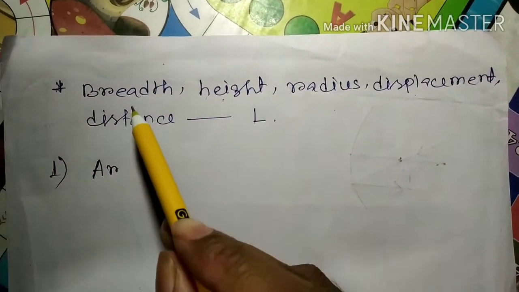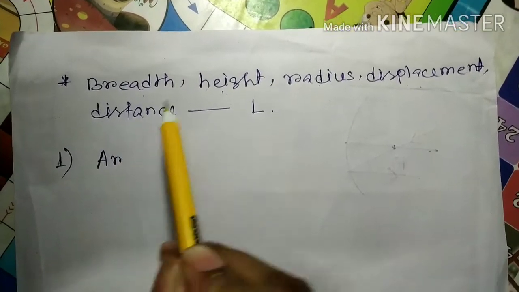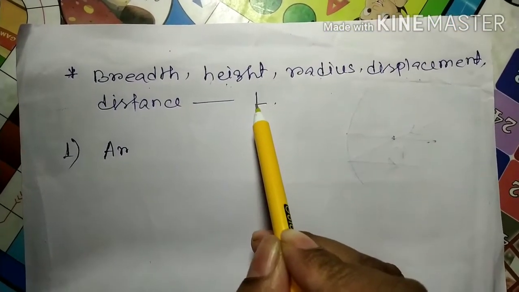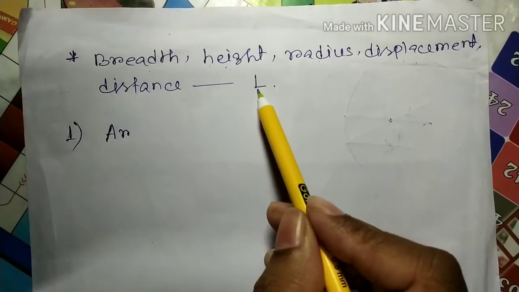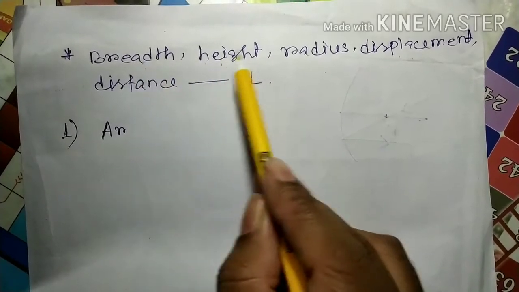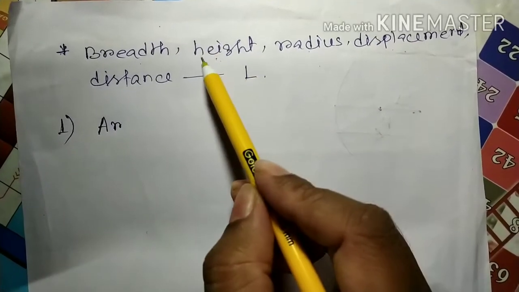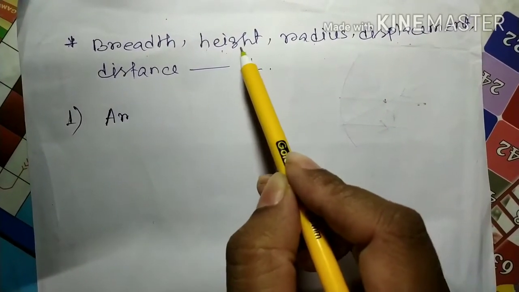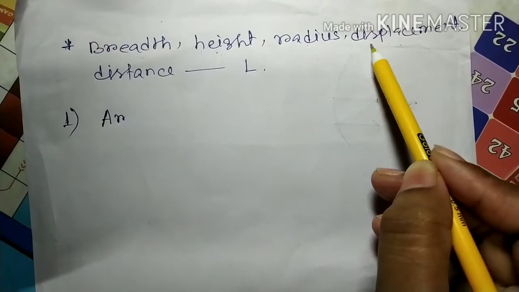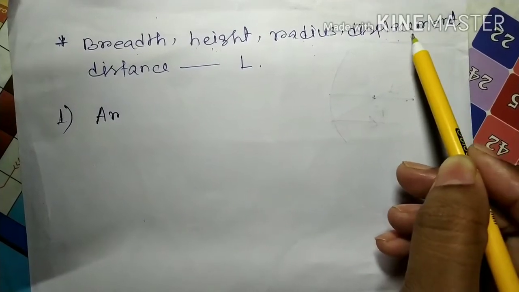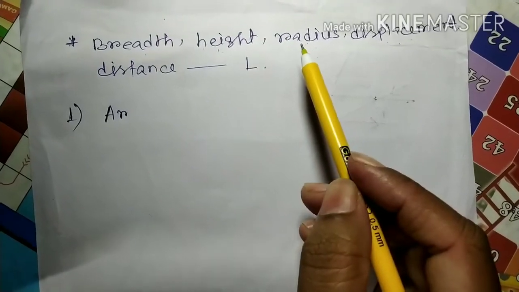Note, that breadth, height, radius, displacement, distance, all we are expressing by a letter capital L. We know length its dimension is L, and here breadth, height, radius, displacement, distance also we are writing by capital L. Why? Because if you consider height, this height is something length. This radius also is something length. Displacement also is something length. So all we can express by a letter capital L.